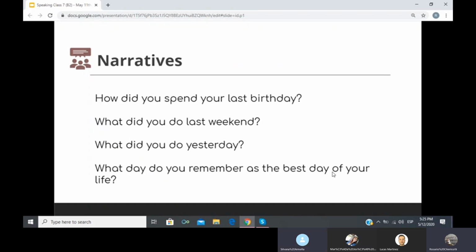My last birthday was here in Galpon, in quarantine. Hey, it's true. Really? Yes, me too. I was here working, in March. But we ate a lot. You ate a lot? Yeah. Okay, very good.